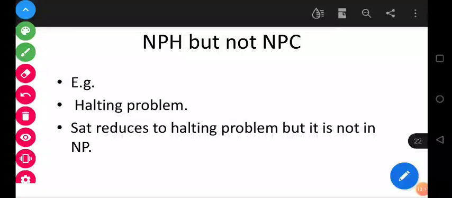So what is the halting problem? The halting problem is: given a word to a Turing machine, whether the Turing machine will halt on that word or not. Now see, even if I have a verification algorithm where I say that this word W will halt in a Turing machine, it is not guaranteed that I will get the solution to that in polynomial time. So the halting problem is not in NP. Hence the halting problem is in NPH but not NPC.